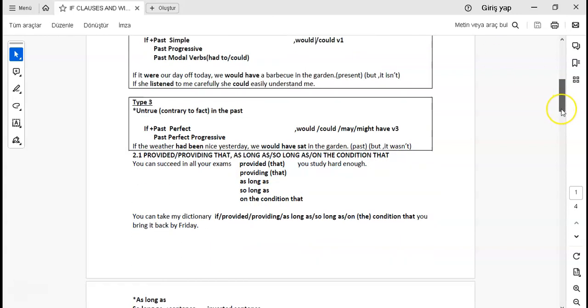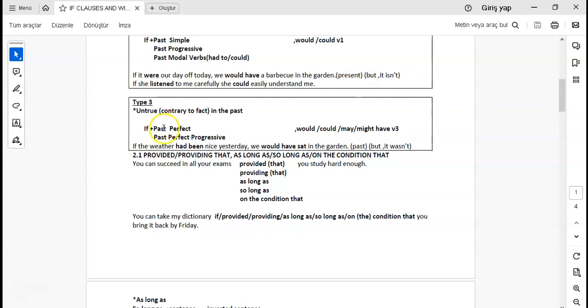Type 3 is about the past, not past tenses. We use it for untrue, incorrect, contrary-to-fact actions in the past. And so you're making some guesses. How would it have happened? How would it have differed if something had happened in a different manner?